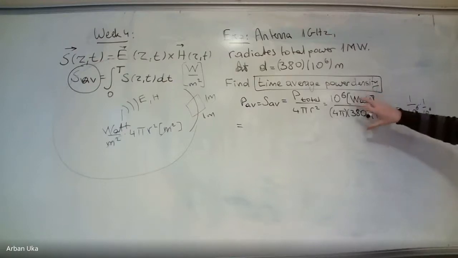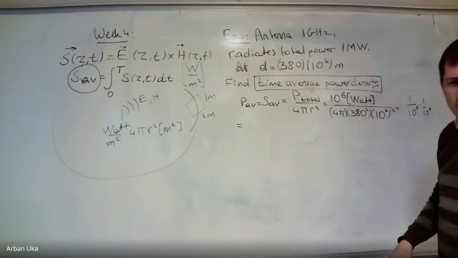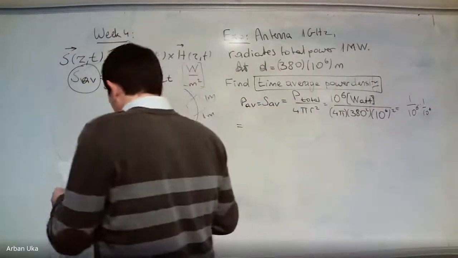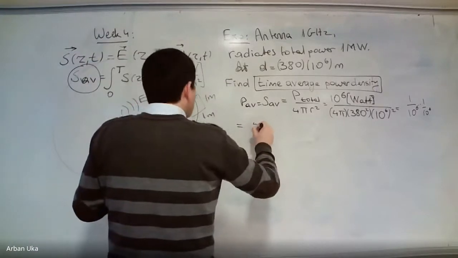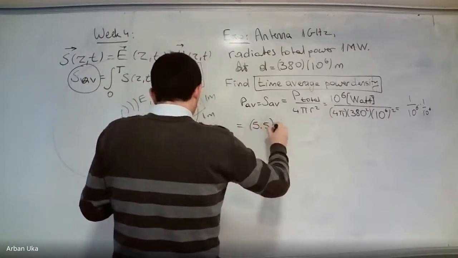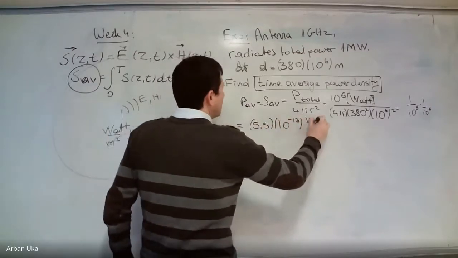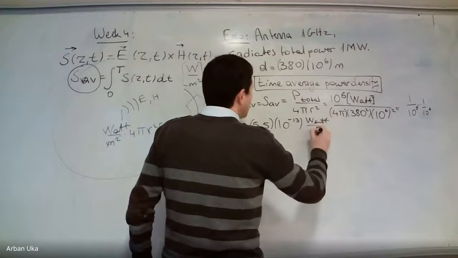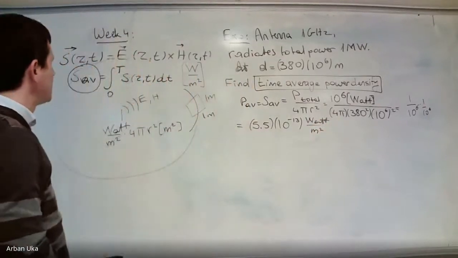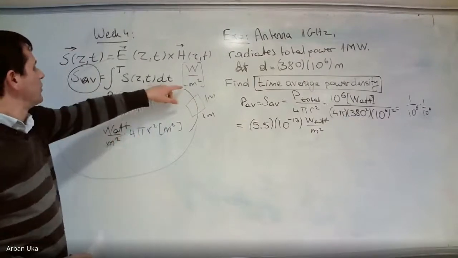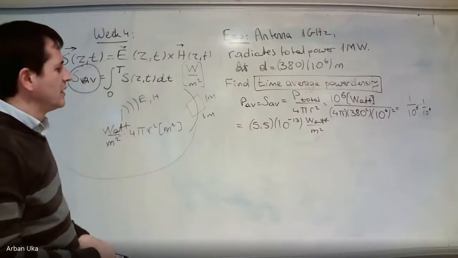So just checking the order of the numbers, it looks like we're going to get a number in the order of 10 to the power minus 12, if we are not mistaken. And if you substitute all the numbers, we get something like 5.5 times 10 to the power minus 13 watt per meter squared. So this is the time average power density, and this is the unit that we were expecting from this specific quantity, which we explained here.